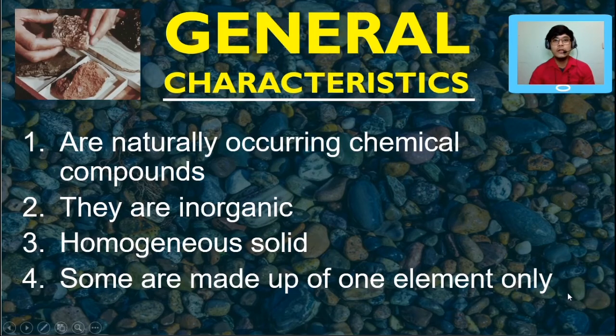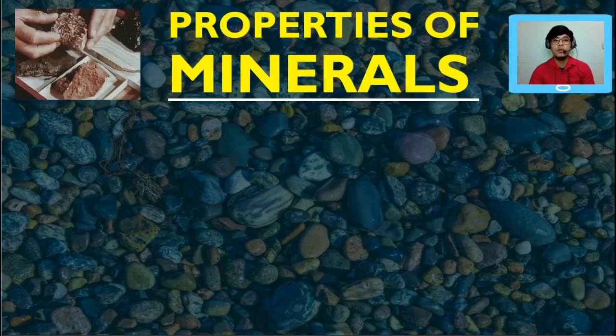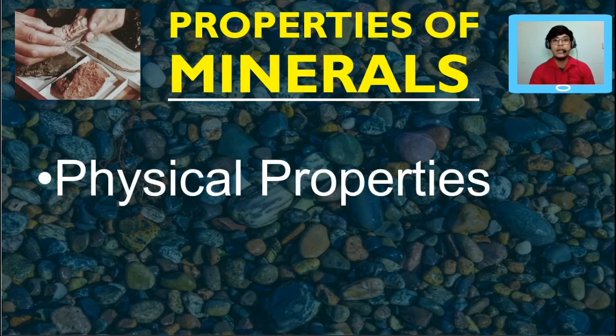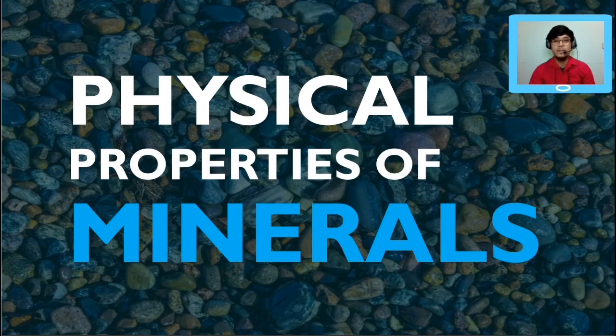The question now is, how are we going to classify minerals? What are the things that we need to consider in order to classify the type of mineral? We have the so-called properties of minerals. These properties are the clues for us to classify minerals. We have actually two properties of minerals. First, the physical properties, and second, the chemical properties. Based on these physical and chemical properties, we can classify minerals according to their physical and chemical attributes. Let us first have, for this video tutorial, the physical properties of minerals.